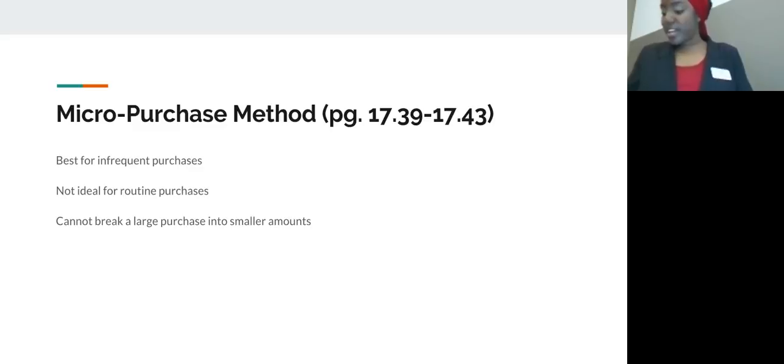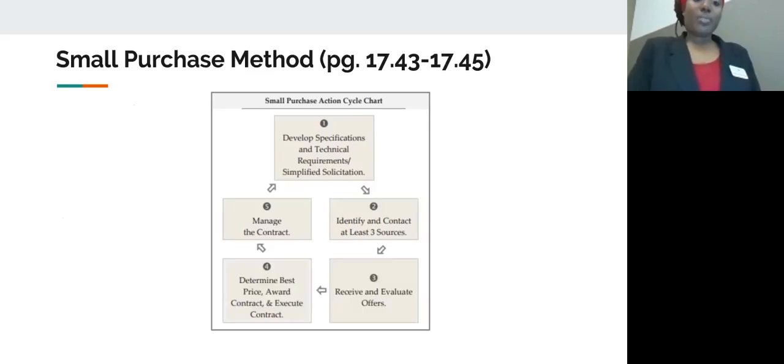Any cost incurred as a result of intentionally breaking a large purchase into smaller amounts would be considered unallowable, as well as any other methods that may be utilized in order to bypass using any other purchasing methods. But nevertheless, it's just one of those methods that's more of an option. Ideally, most of the time, as a best practice, really and truly, would be your small purchase method.